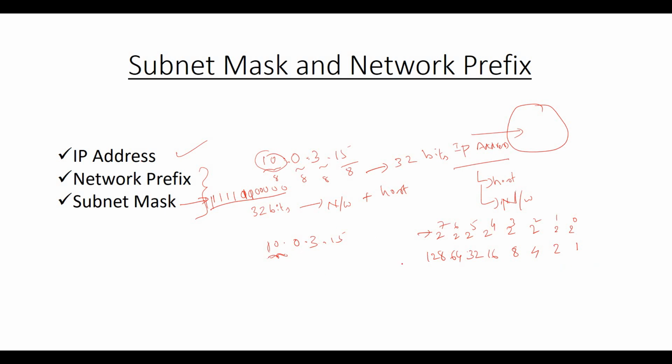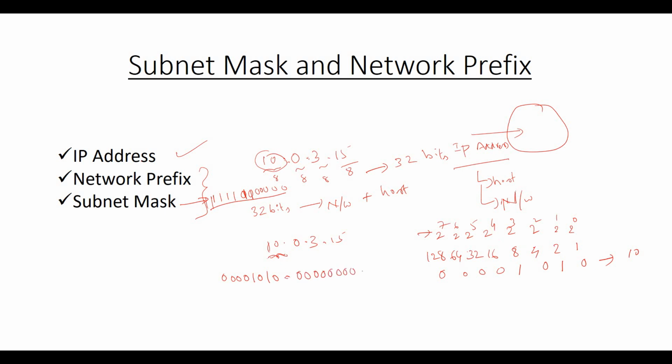For example, if we take 10, that is a combination of 8 plus 2. So this is 1, remaining all zeros. This corresponds to 10: 0, 0, 0, 0, 1, 0, 1, 0, dot. Next, 0 means all zeros, 8 zeros here, and then dot.